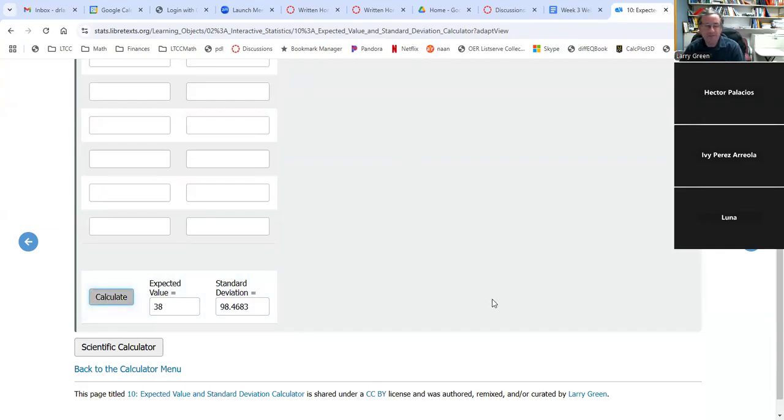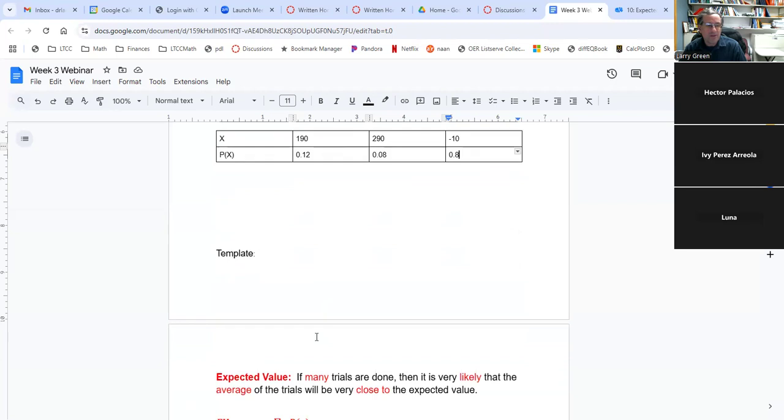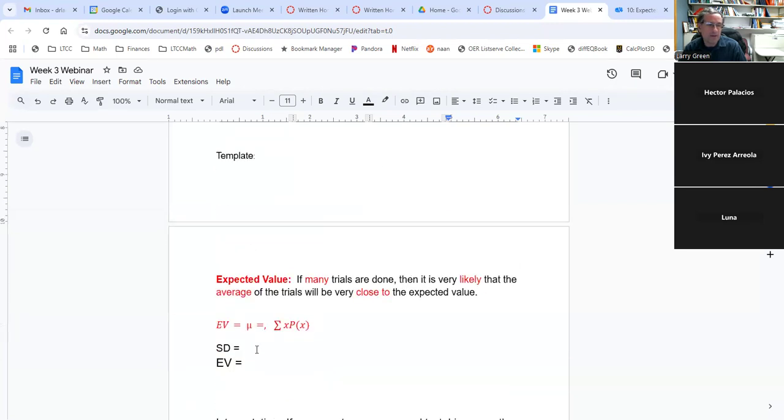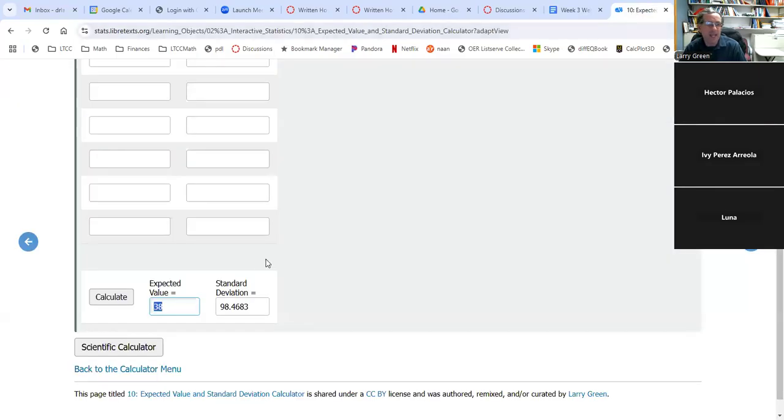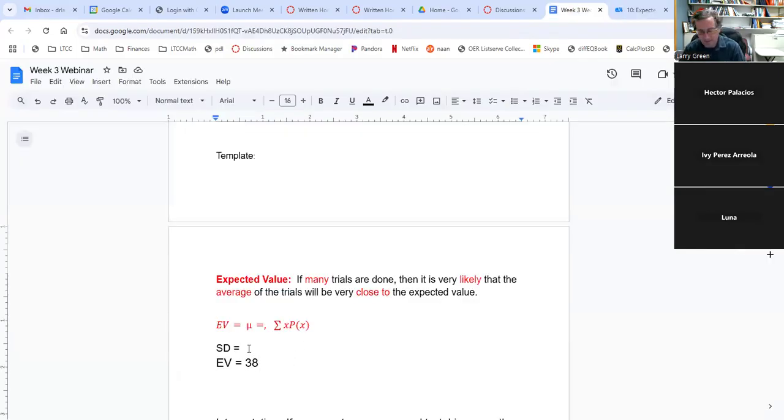And there we go. There's the expected value, 38. So our expected value is 38. And our standard deviation is 98.4683. And probably, given that we're talking money, how about 2 decimals? Because that's to the nearest penny, which you probably don't even care about a penny, but hey. So 98.47 rounded.